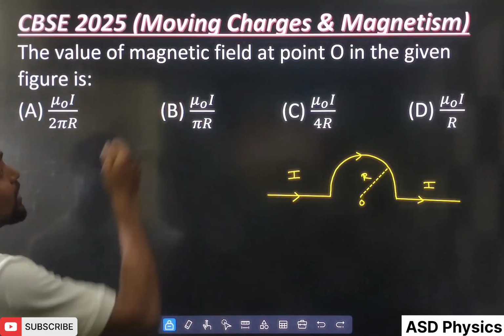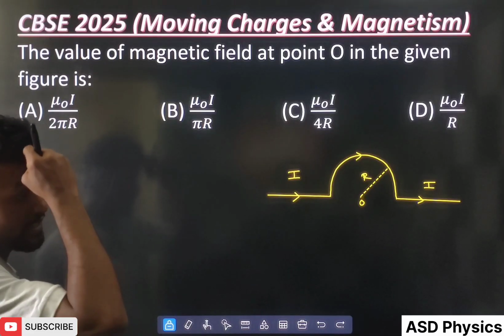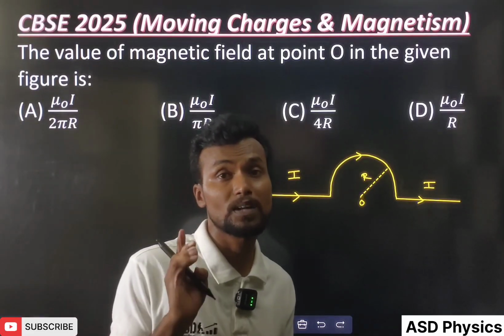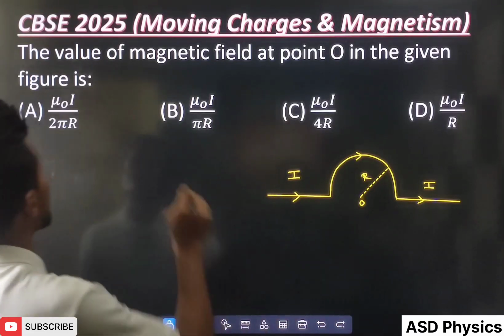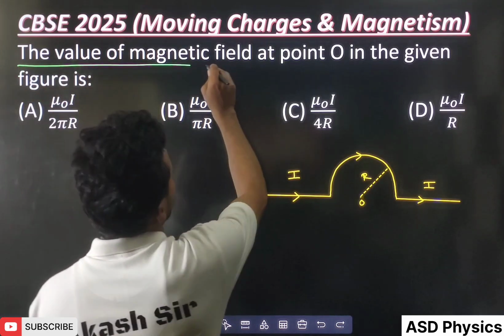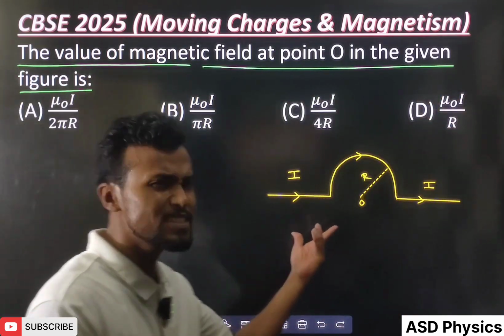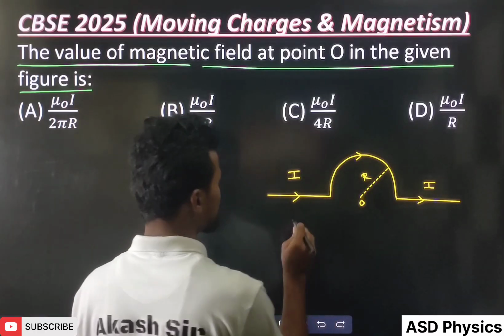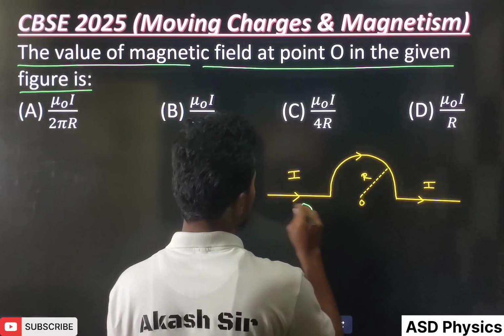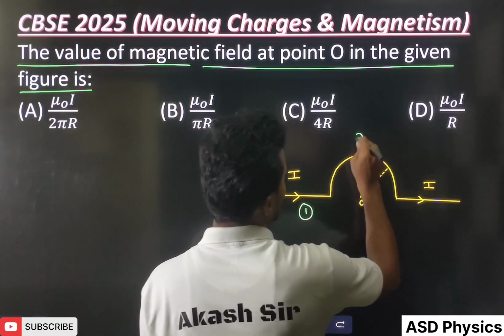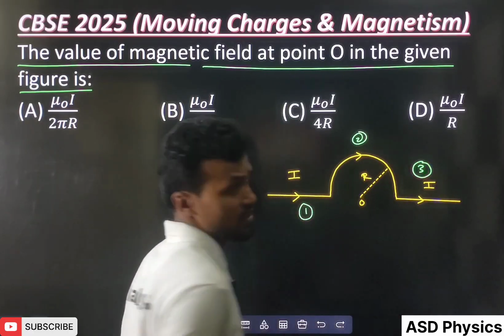This question is from moving charges and magnetism. We can see nearly 4 questions came from current electricity. Now, moving charges and magnetism. The value of the magnetic field at point O in the given figure is how much? This is a very common question, and you have practiced this kind of question. This question will be solved by sections. This is section 1, this is section 2, this is section 3.